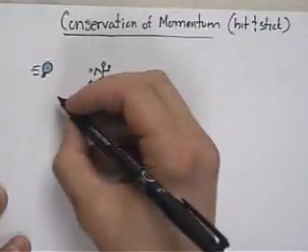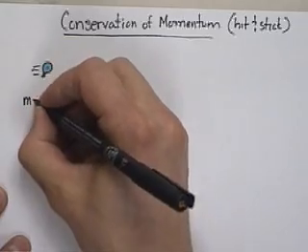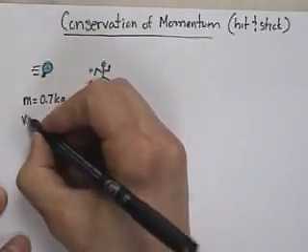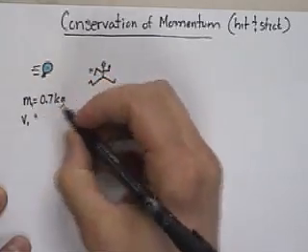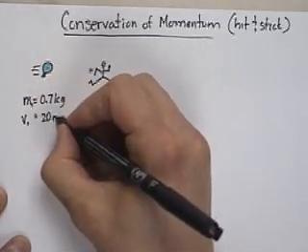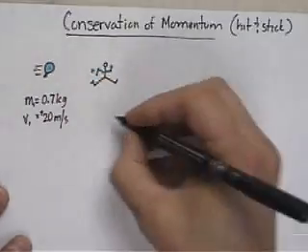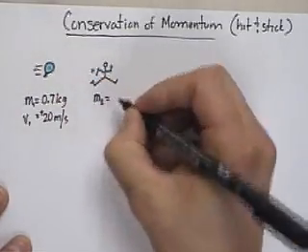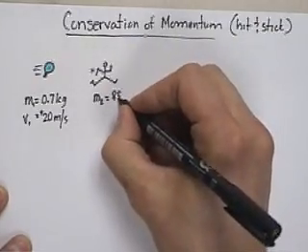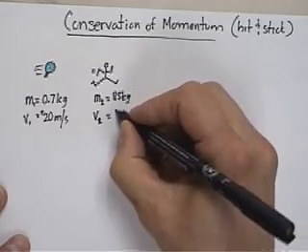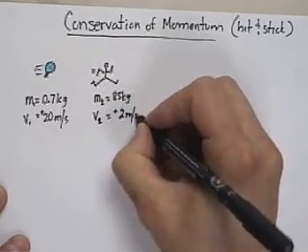Let's say that the mass of the water balloon is 0.7 kilograms. The velocity of my water balloon is going to be 20 meters per second. Okay, that's positive 20 because it's going to the right. Mass of our chemistry teacher, 85 kilograms. Their velocity is going to be positive 2 meters per second.